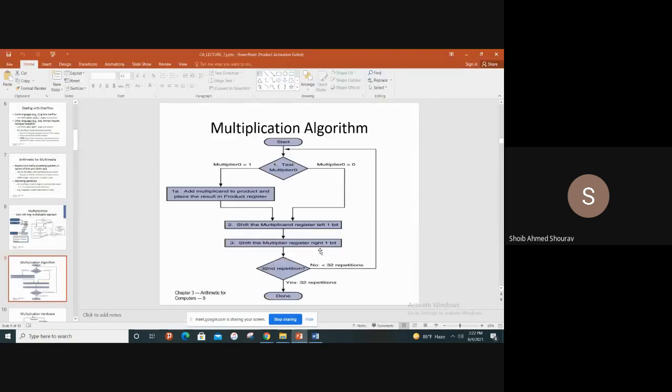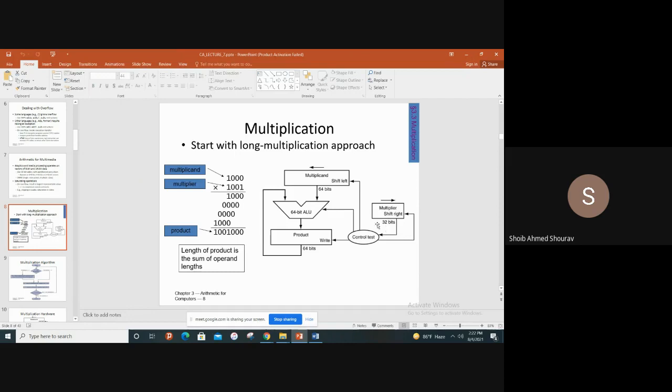Remember, looking at the hardware diagram, the multiplier is of 32 bits, and the multiplicand, ALU and product are of 64 bits. So looking at this hardware diagram, can we not say that our multiplicand and product will be double the size of the multiplier, right? Yes, sir.